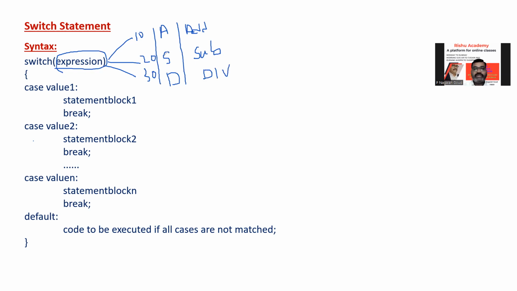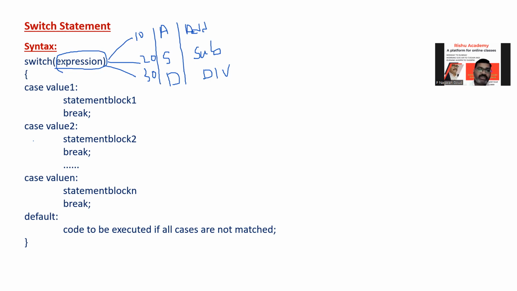So there are 3 different categories. It may contain integer numbers. It may contain characters. It may contain strings, right? So the switch case is the alternative to the else if ladder. It allows the programmer to perform different operations for different values of the switch variable.